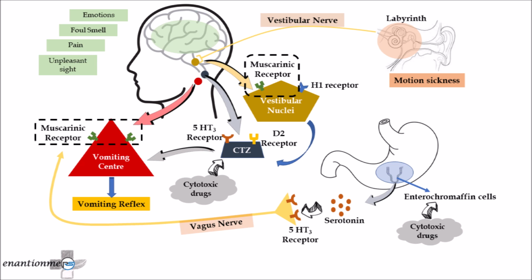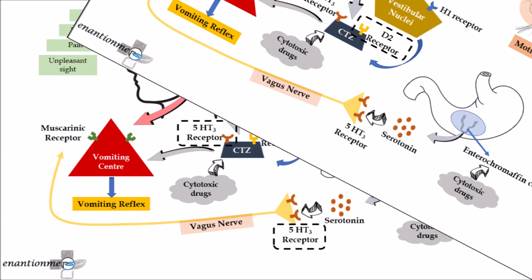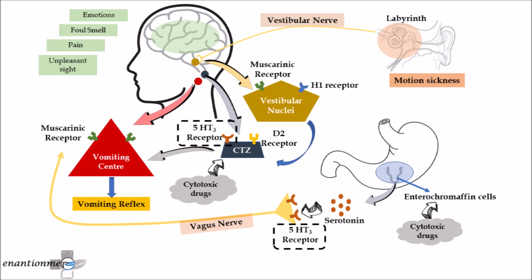Muscarinic type of receptors are present on vomiting center and on vestibular nuclei. Histamine 1 type of receptor are present on vestibular nuclei. Dopamine D2 type of receptor are present on chemoreceptor trigger zone. 5-HT3 type of receptors are present on chemoreceptor trigger zone as well as on vagus nerve endings. These are the obvious targets to control or manage emesis.